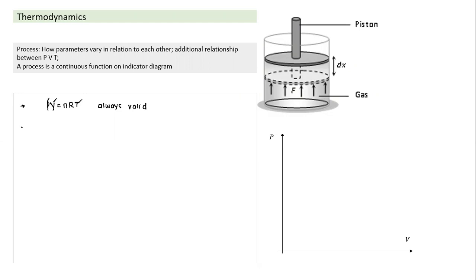I need one more equation, and that equation depends on the process. So what does process mean? Process is an additional relationship between these parameters. Let's see why that is important. If the process is defined, let's go through one process and understand this.